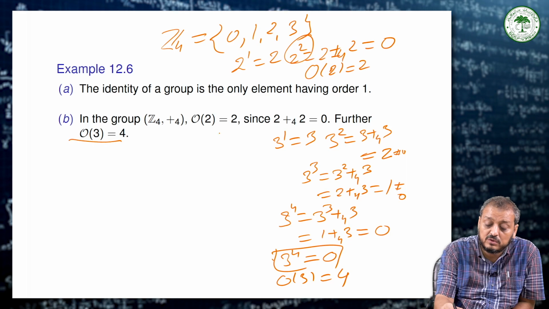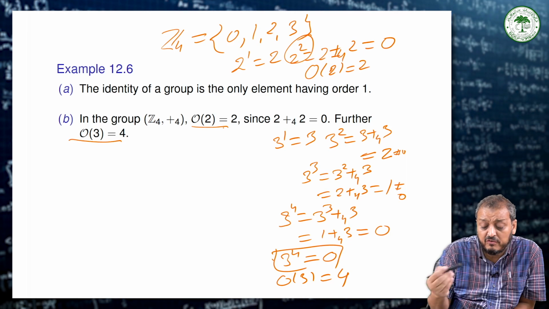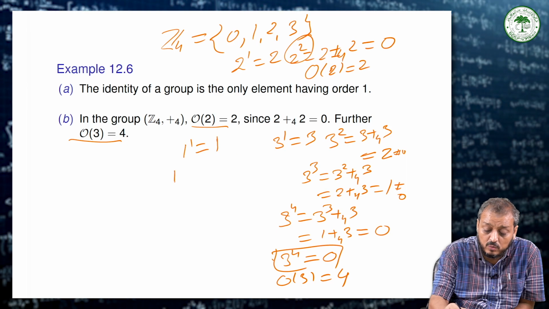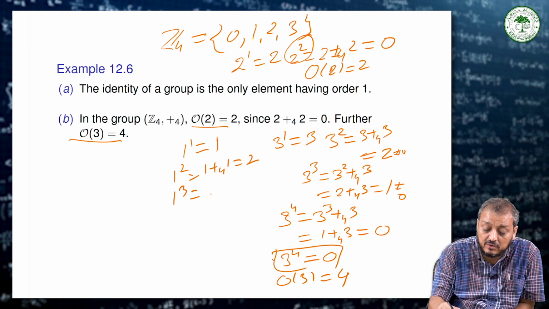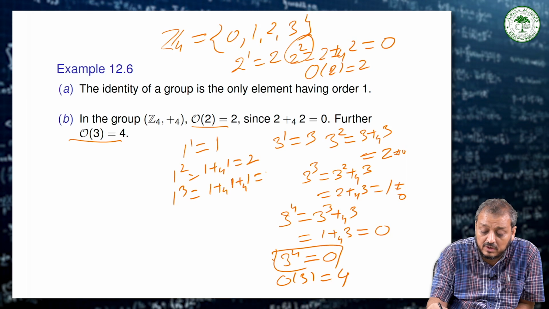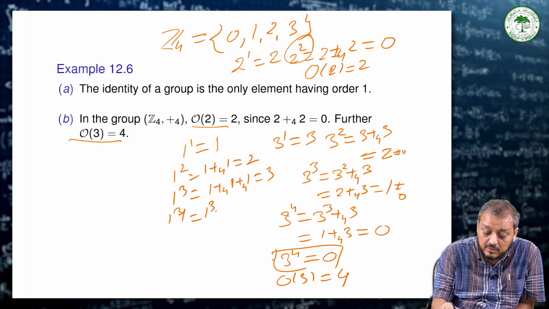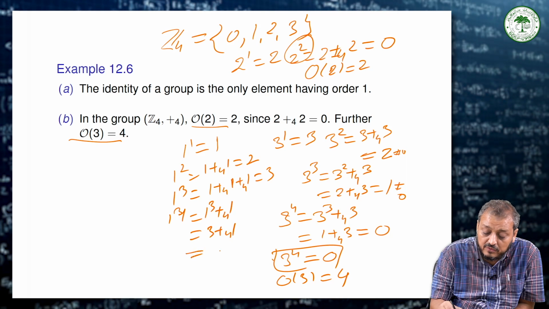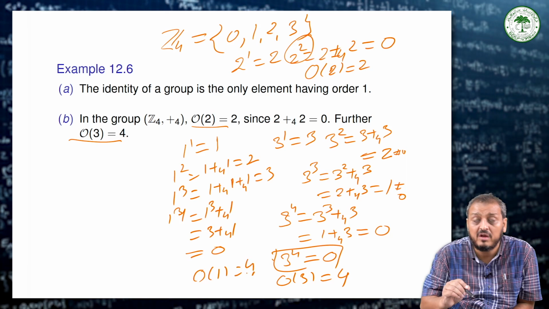So, we have order of 3 is equal to 4. Order of 1, if you find order of 1, we have to just take 1 to the power 1 is equal to 1, 1 squared is equal to 2 modulo 4, 1 to the power 3 is equal to 1 addition modulo 4, 1 plus is equal to 3, 1 to the power 4 is equal to 1 to the power 3 addition modulo 4 1, so is equal to 3 addition modulo 4 1 is equal to 0. So, order of 1 is also 4.